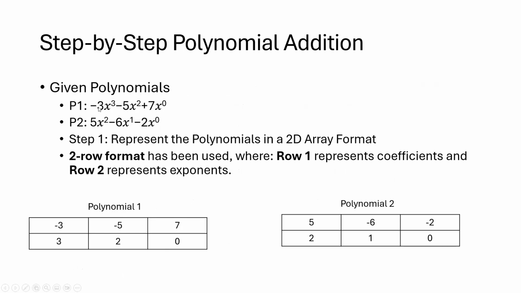So the first polynomial is: minus 3 is the coefficient and 3 is the exponent. So in the first column, we have minus 3, 3. Then we have minus 5, 2. Then we have 7, 0.